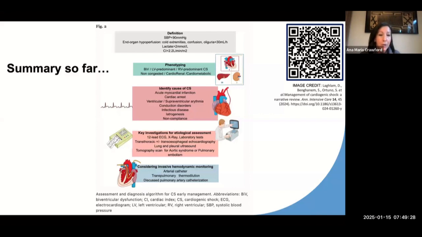And then Dr. Paulin and Dr. Emerson helped us walk through some of the key investigations that we would use. And then we also talked about echocardiography and lung ultrasound. In more advanced centers, we would also consider invasive hemodynamic monitoring, which we'll talk a little bit more about from our cardiothoracic ICU experts. This would include things like the arterial catheter, the pulmonary artery catheter, and some other more specialized devices.